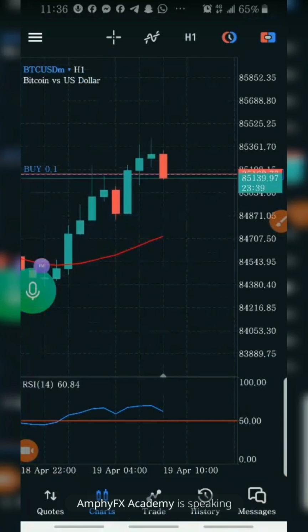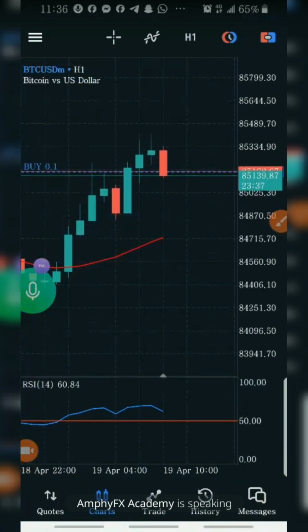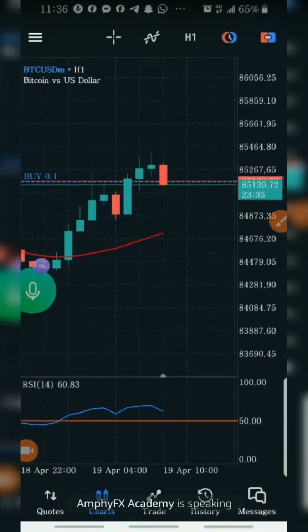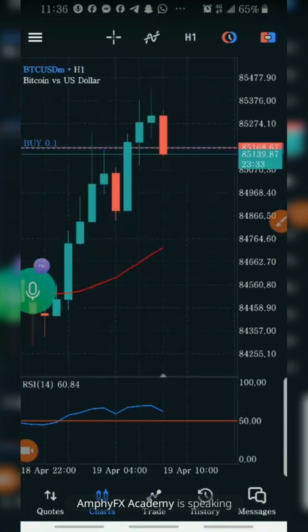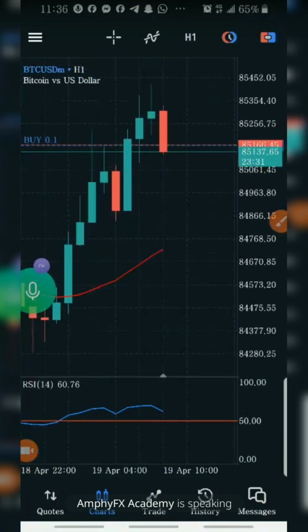So I've already bought, but I've not set my stop loss and my take profit. So how do I do it? I can even do it on the screen here. Can you hear me?